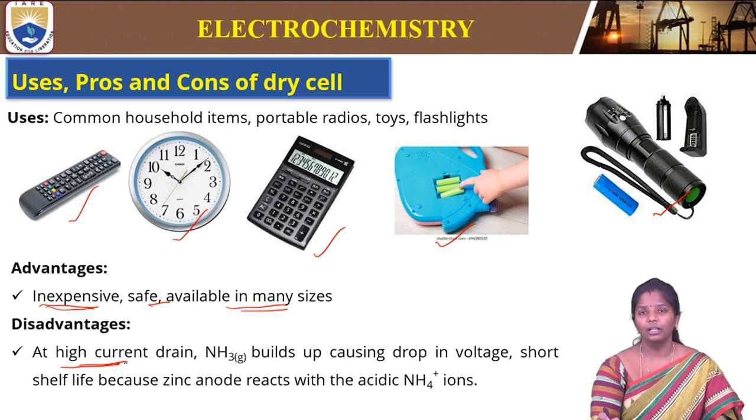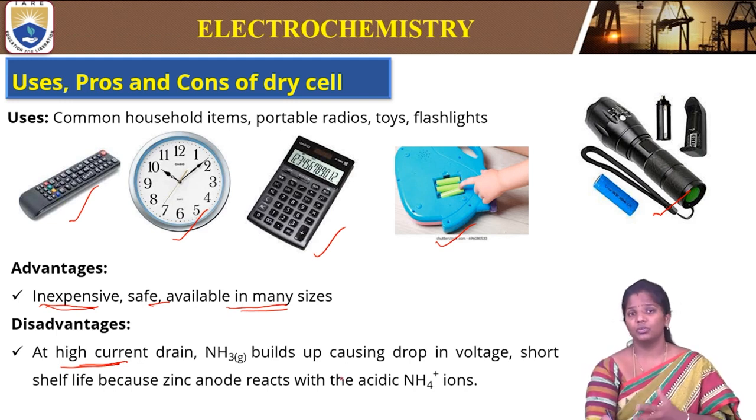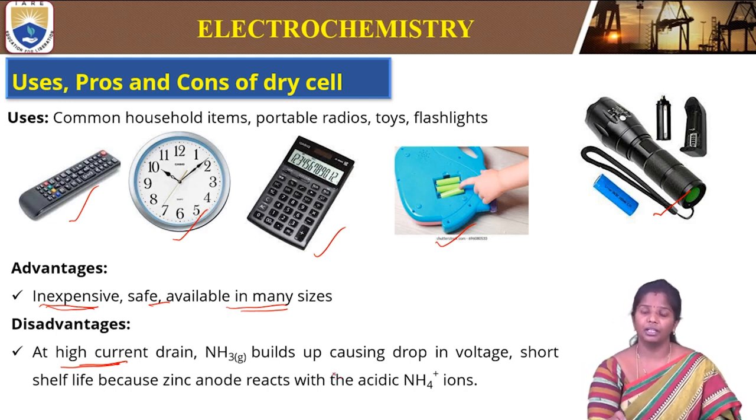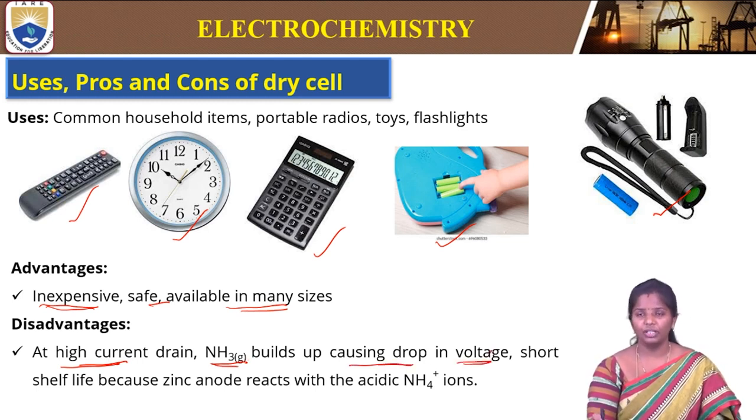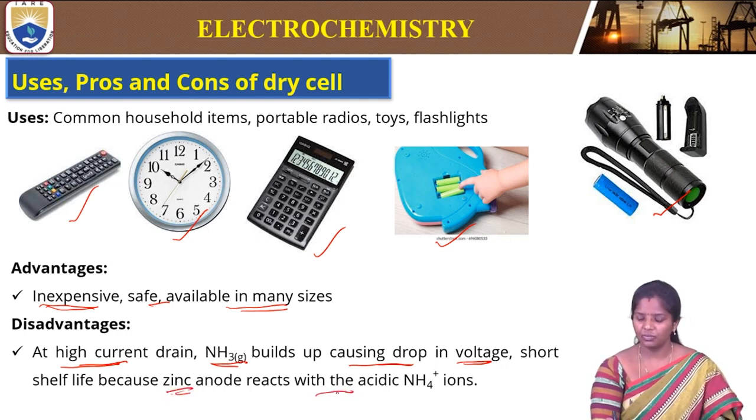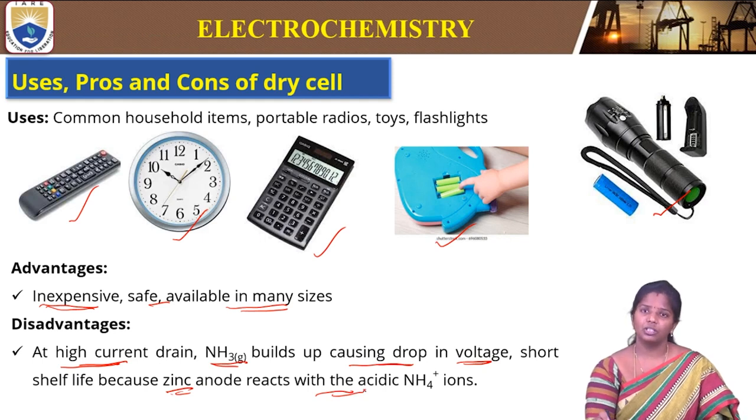At high current, when we use them for bigger applications than the voltage available with the batteries, there is a buildup of ammonia gas causing a drop in the voltage. When the voltage drops, the shelf life reduces, and the zinc anode reacts with acidic ammonium ions. This reaction causes bulging of these batteries.